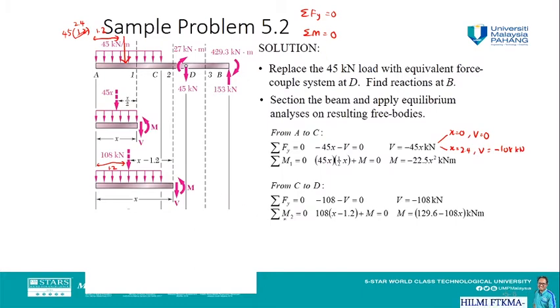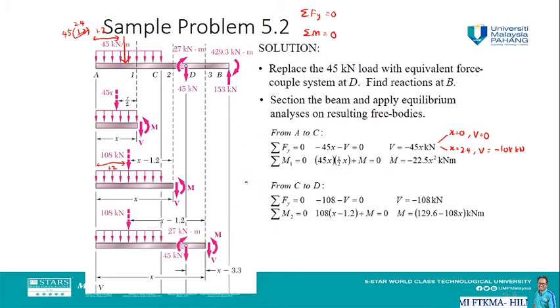And for the moment, we are going to use the force 108 kilonewton, the equivalent load from the distributed load, times the distance from this point, just immediately before point D, so x minus 1.2, plus M equal to 0, and we are going to get M equal to 129.6 minus 108x. So the value of x here will be the distance from C to D.